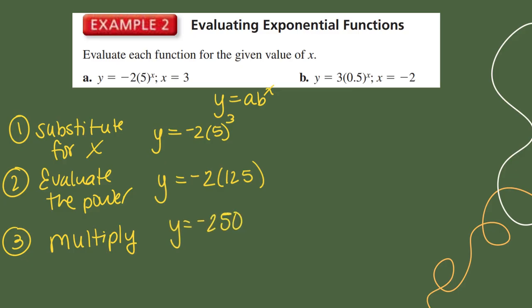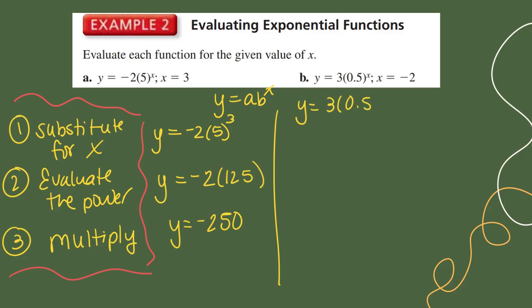In part B, we're doing the same rules, okay? So do not forget the same rules. It's going to be important. Part B, we substitute for x, which is going to be y equals 3 times 0.5 to the exponent of negative 2.